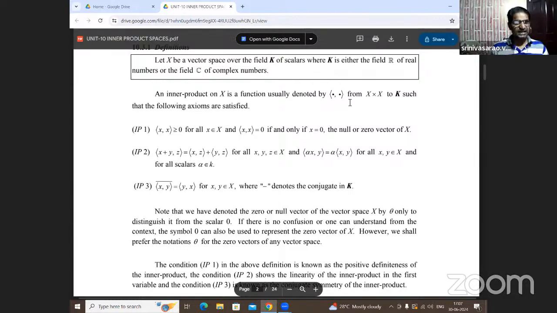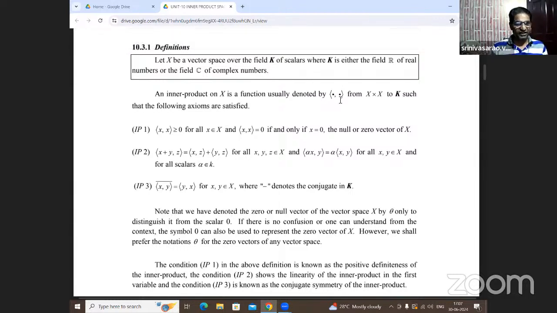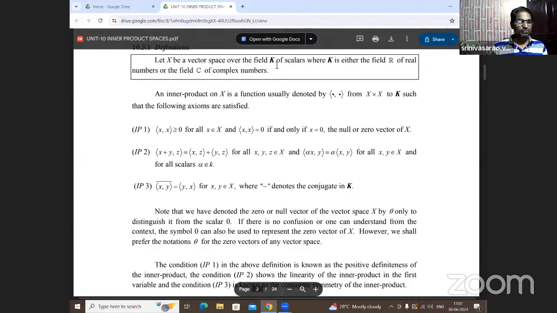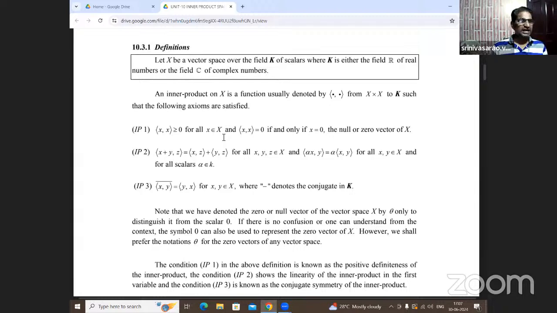Define inner product space: let the inner product, a function on a vector space, be defined from X cross X to K. Here, the field elements are either real numbers or complex numbers. X is said to be an inner product space if the following conditions are satisfied. Here, first one, the non-negativity condition. We must assume X is any vector in the vector space or linear space.